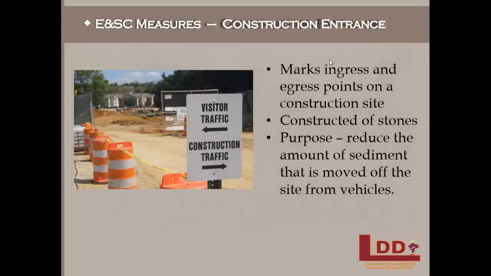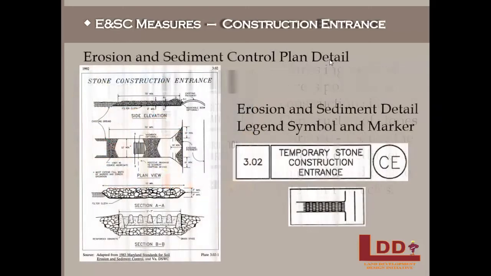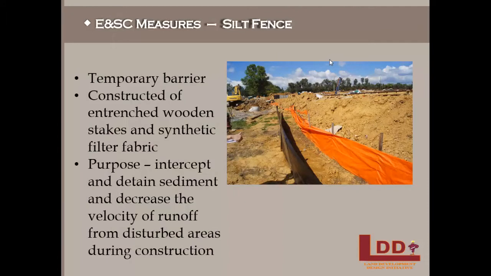First erosion and sediment control measure is the construction entrance. As you can see in this picture, it marks ingress and egress points on a construction site and is often constructed of stones. The purpose here is to reduce the amount of sediment that is moved off the site from vehicles on the site. To the left, you will see the erosion sediment control plan detail, and to the right, you will see the legend, symbol, and marker. These are included in all construction plans in order to show how to construct that erosion sediment control measure.